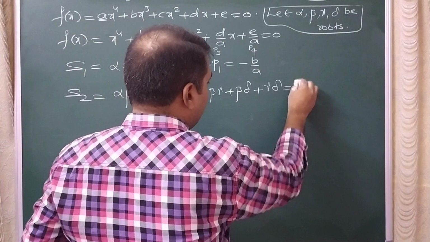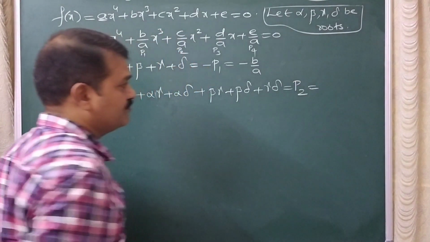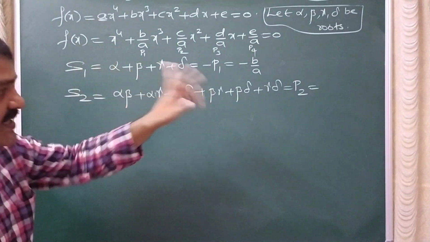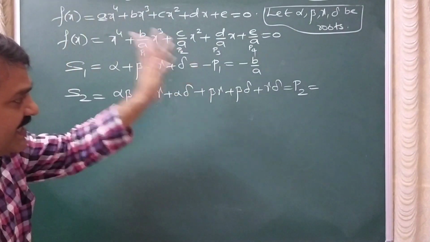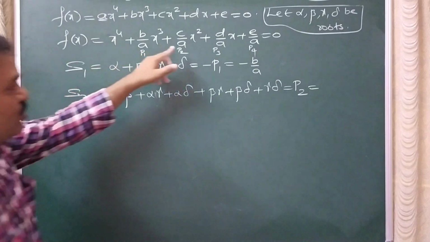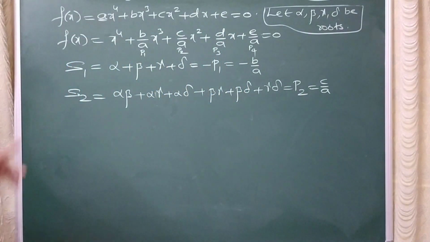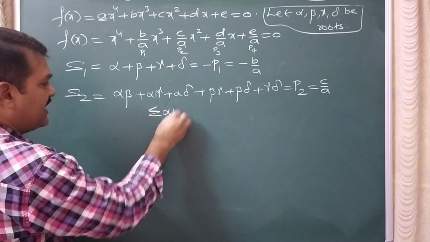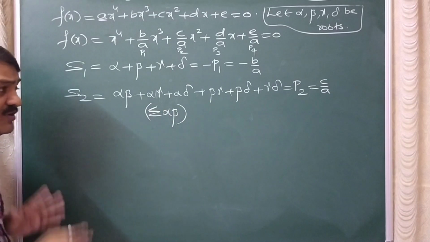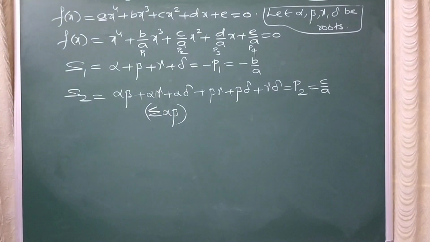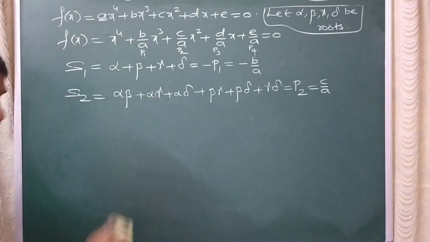What is the S2 formula? S2 is equal to P2. For even suffix you will not get minus. For odd suffix you will get minus. Okay. What is P2? C by A. This is the full form of S2. So in short you can write sigma alpha beta. Full form has total 6 terms. Okay.